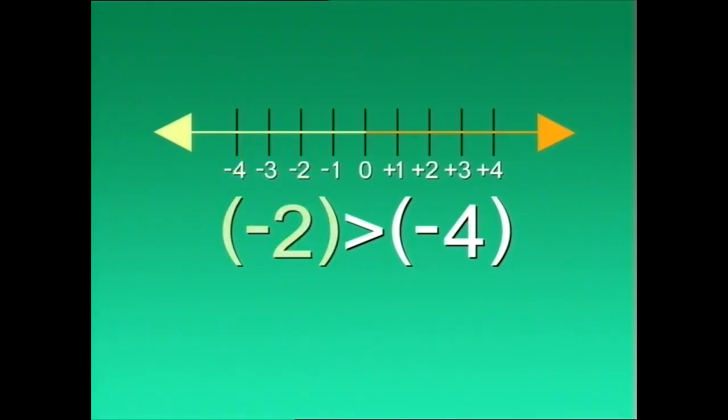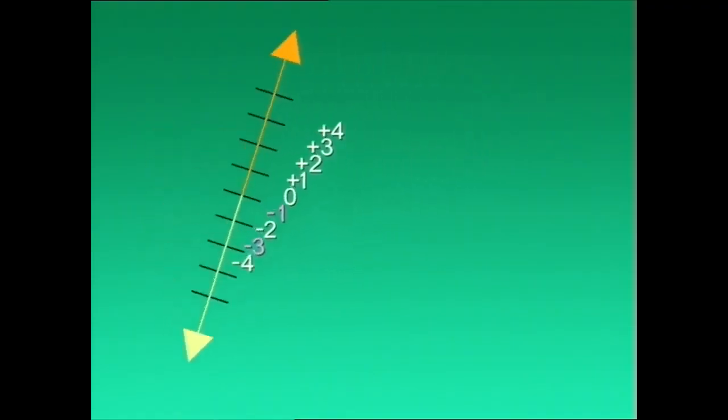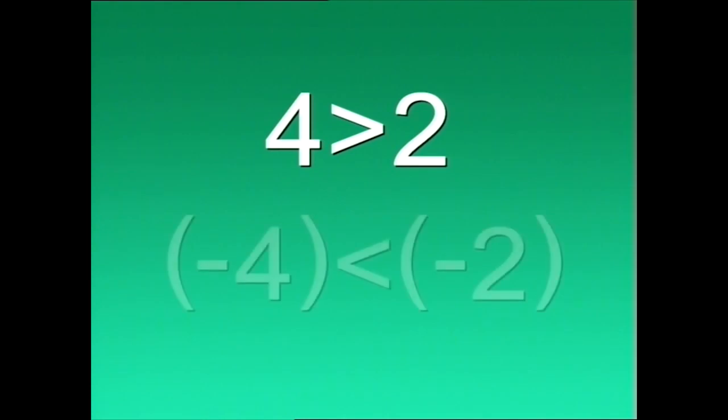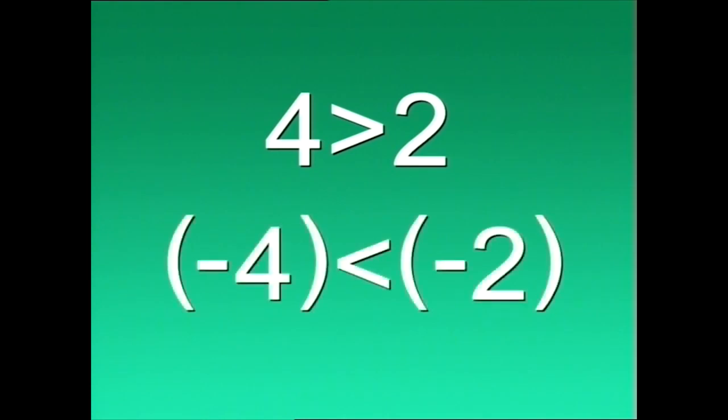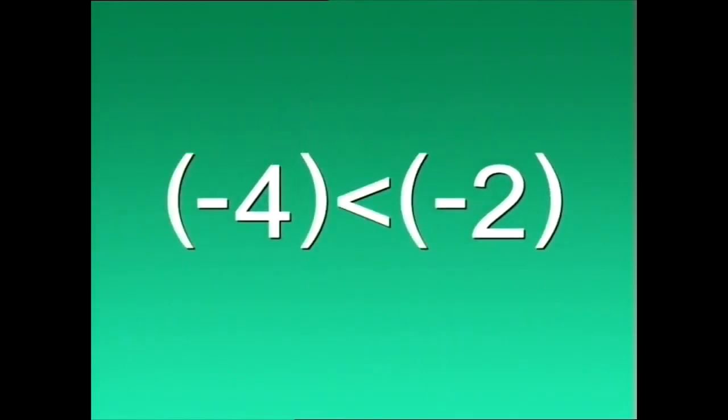This means that for negative numbers, the greater the number, the further it is to the right of the number line. To conclude, for any two numbers on the number line, the one on the right is greater than the one on the left. If we rotate the number line into a vertical position, then the number above is greater than the number below. It's worth noting that 4 is greater than 2. But negative 4 is smaller than negative 2. That means the larger the digit with a negative sign, the smaller it is.